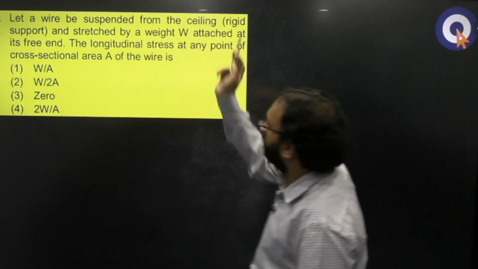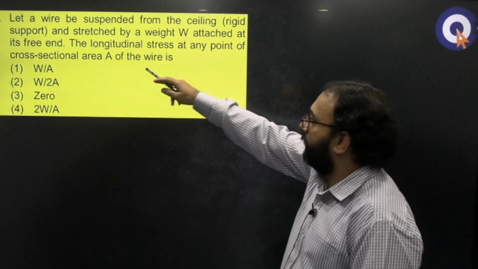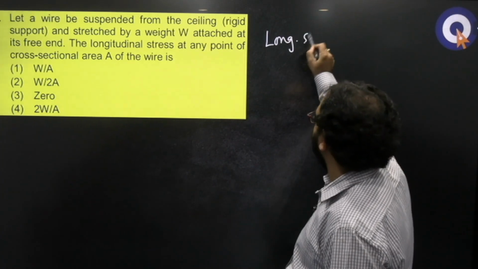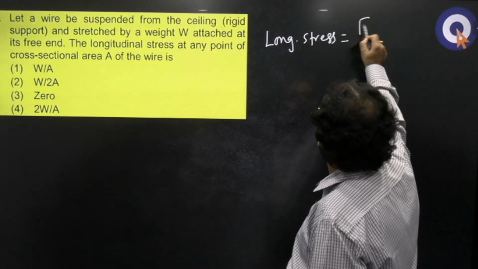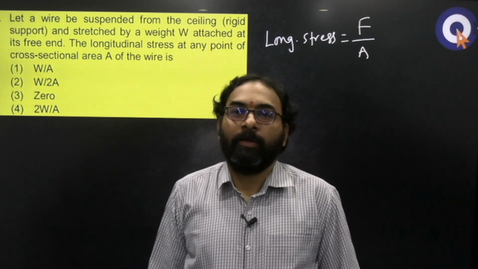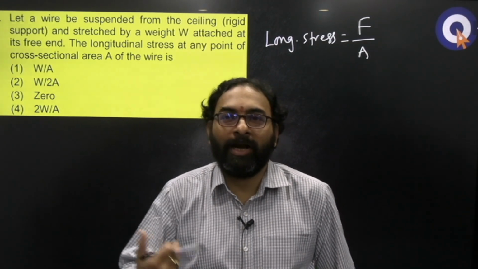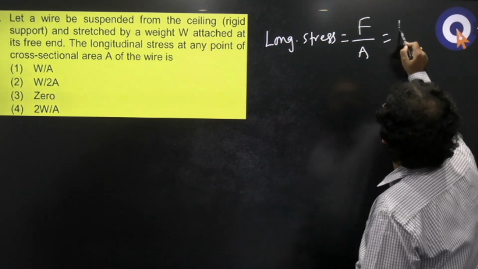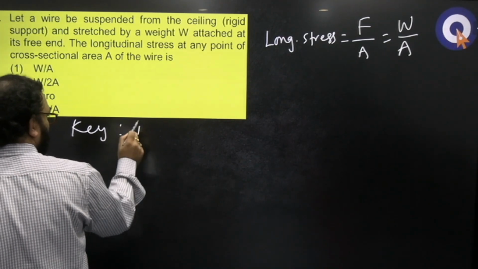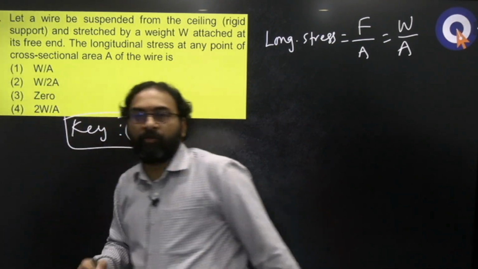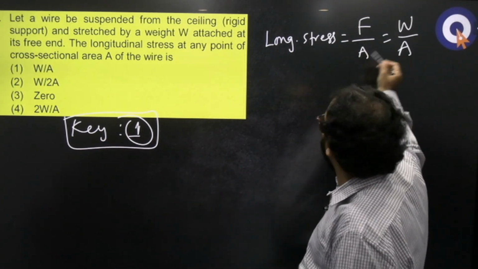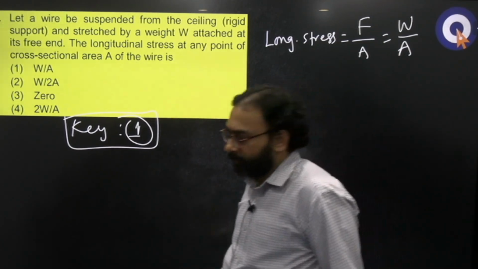Let a wire be suspended from the ceiling and stretched by a weight W attached at its free end. The longitudinal stress is required. So longitudinal stress is force per unit area. In this question it is a tensile stress, because we are trying to elongate the wire. Force per unit area, force is the weight acting on the body, area is A. So key is 1. Absolutely a straight direct question. There is no need of thinking or any calculation. If you know the formula, that is enough. Force per unit area, that is W by A. That's it. Next question.